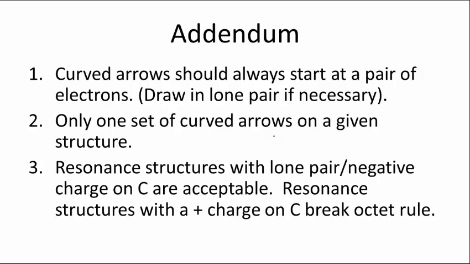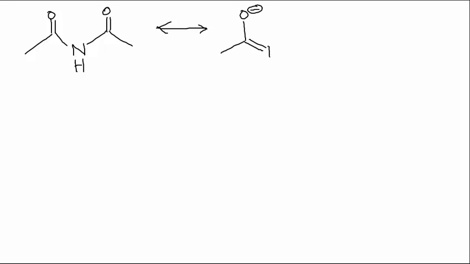Second thing I wanted to bring up is, I didn't make this clear the first time around, but only draw one set of curved arrows on a given structure. So if I give you, say, a structure like this, and I ask you to show the arrows to get to these 2 other resonance structures. You could draw one resonance structure like this, or you could draw another resonance structure like this.